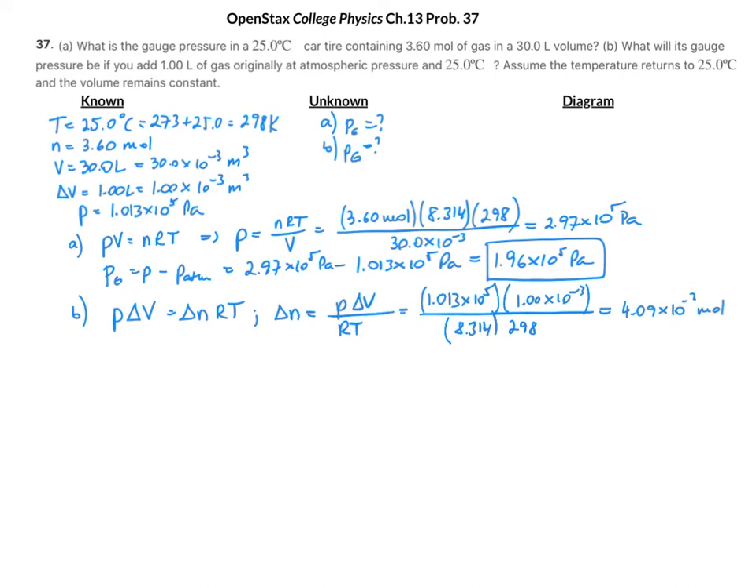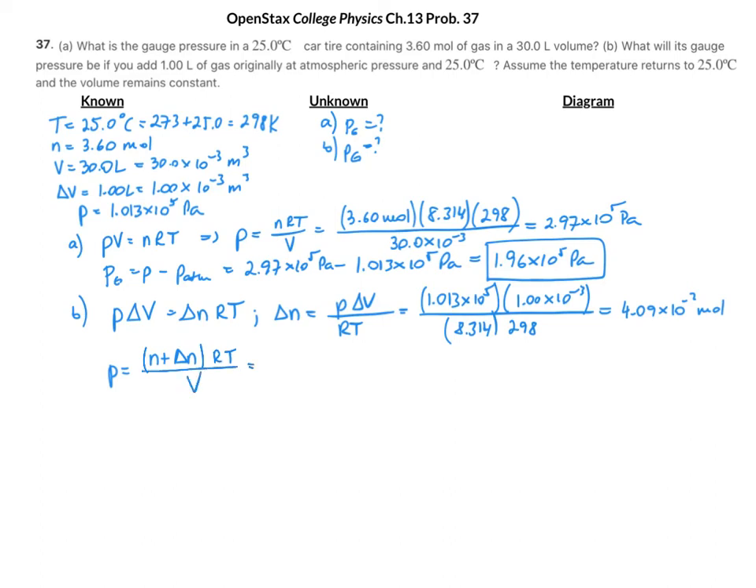So what that means is that when we're calculating the new pressure, we have to use not just the n that we had before, but n plus delta n. So I'm basically recopying this equation. I solved for P here from the ideal gas law, but instead of n, I'm going to use n plus delta n. And then I have RT and the volume.